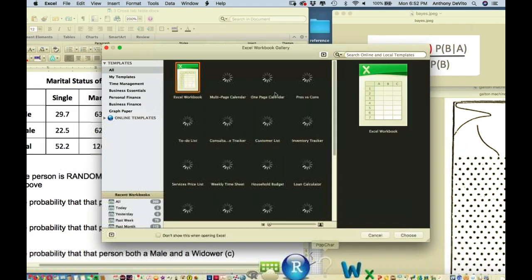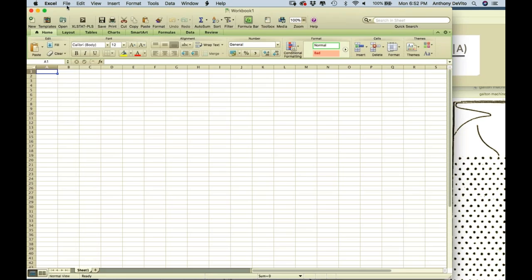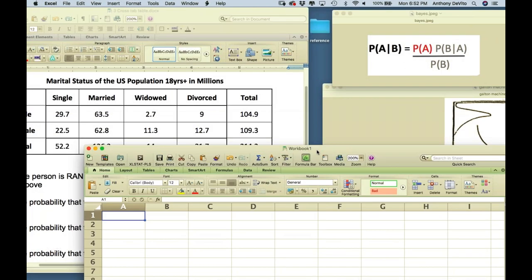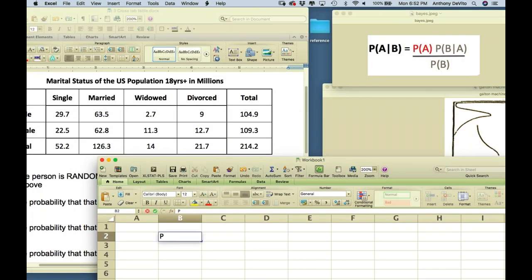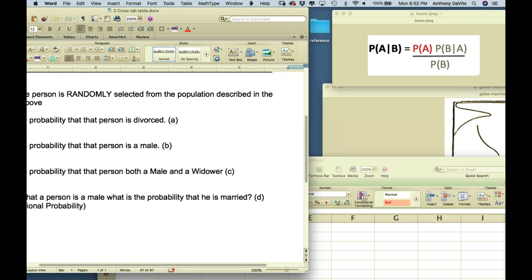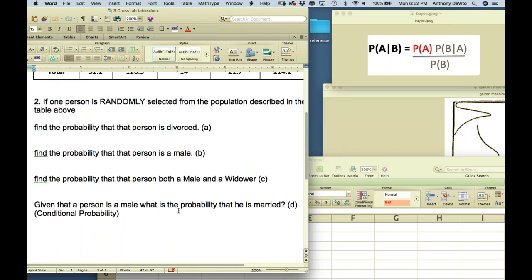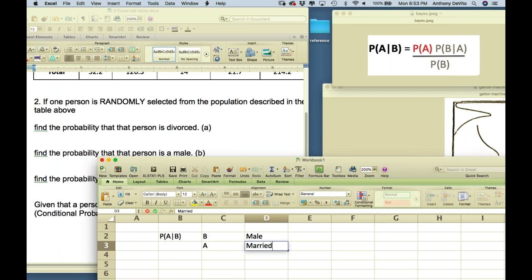Okay, probability of A given B. In this situation, what is A and what's B in the question I just asked? First of all, what is A? Given B, B was that he's male. And A is that, given that a person is male, given that condition that already occurred, what's the probability he's married? So A is married. That would be the probability of being married given that he's male. It's probability of A given B.